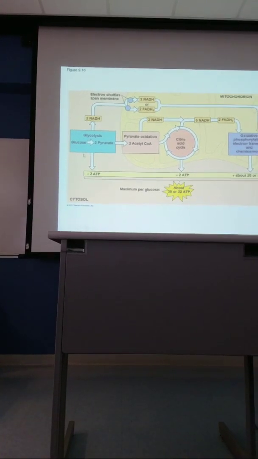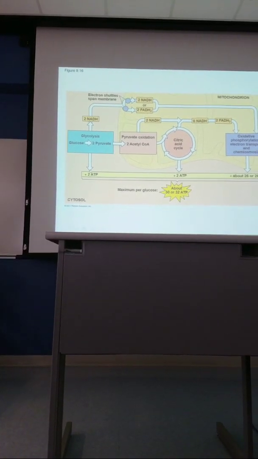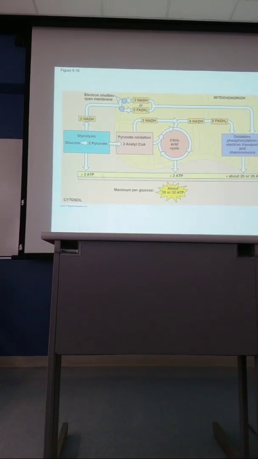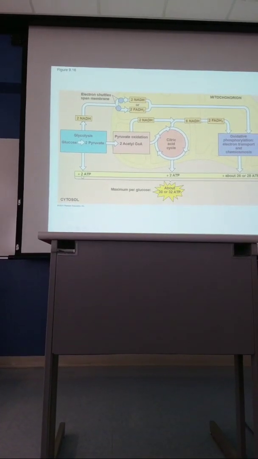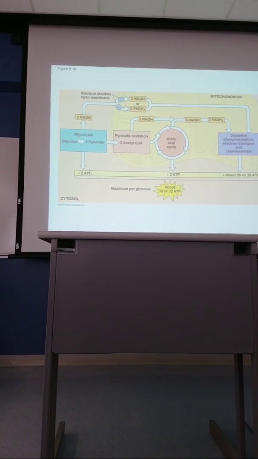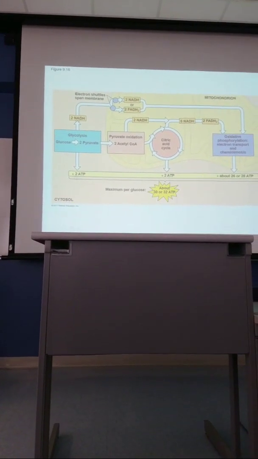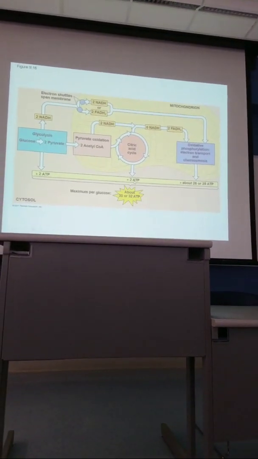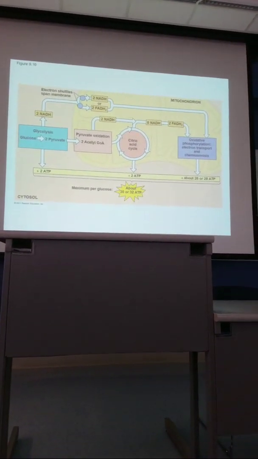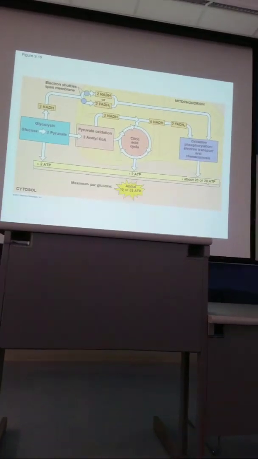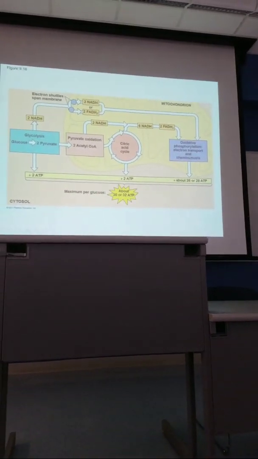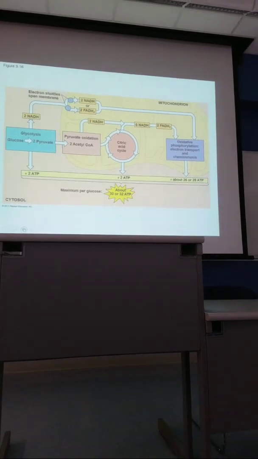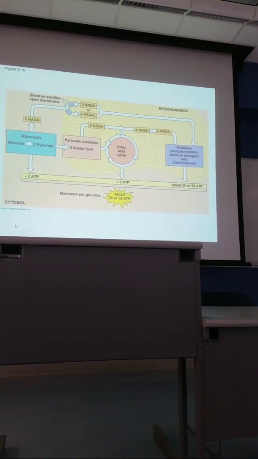Yeah. If you look, just the one molecule, you've got 2 ATP in glycolysis, 2 out of the citric acid cycle, so that's 4 molecules of ATP. And then if you go to the 28, that's about 32. So that's for one molecule.